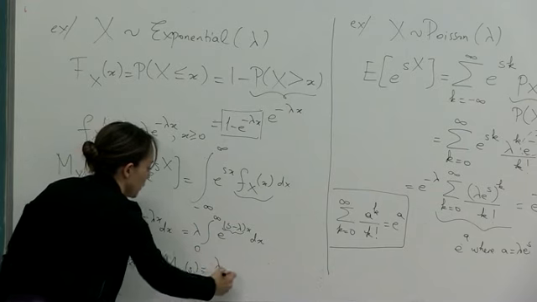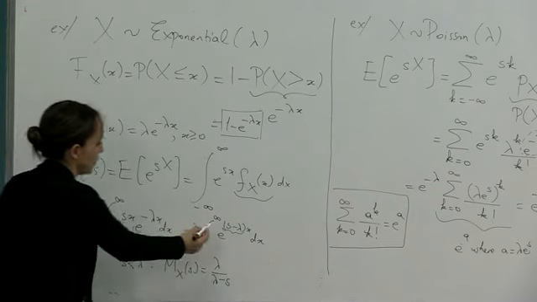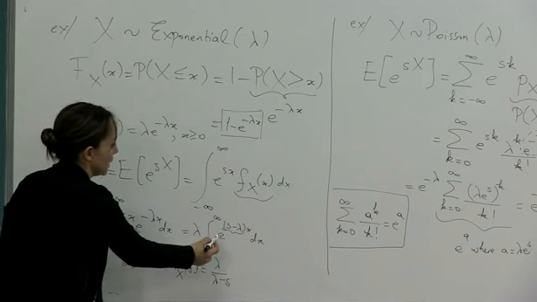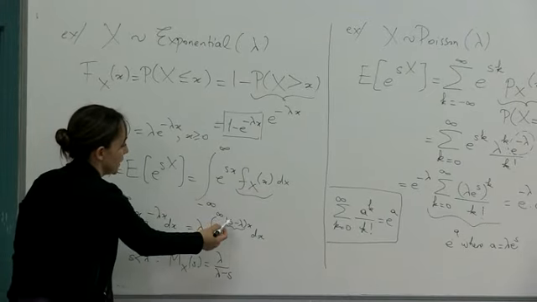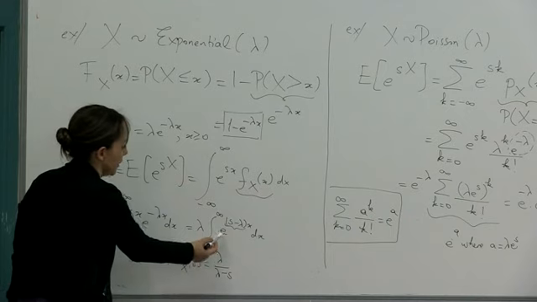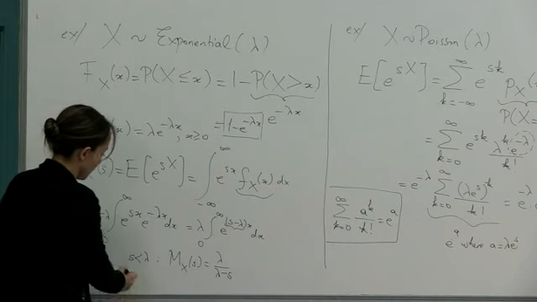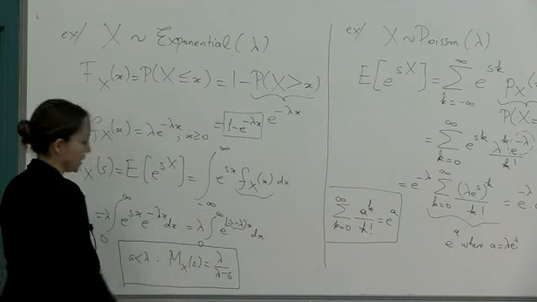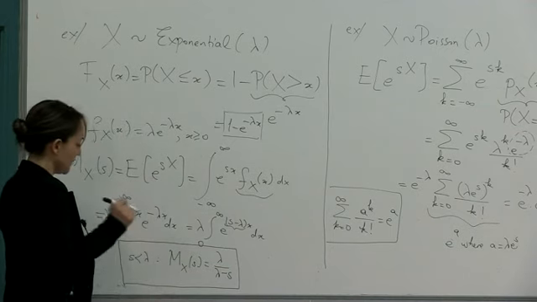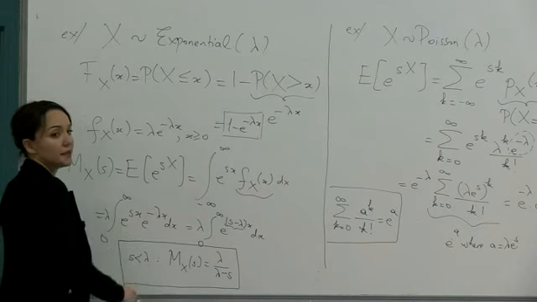So it's lambda over lambda minus s, right? Because it's 1 over s minus lambda times e to the (s minus lambda)x. Plug in infinity, you get 0. Plug in 0, you get 1 with a negative sign, so you get this. Okay, so this is the moment generating function of an exponential. It's valid, let me repeat, for values of s that are less than lambda.